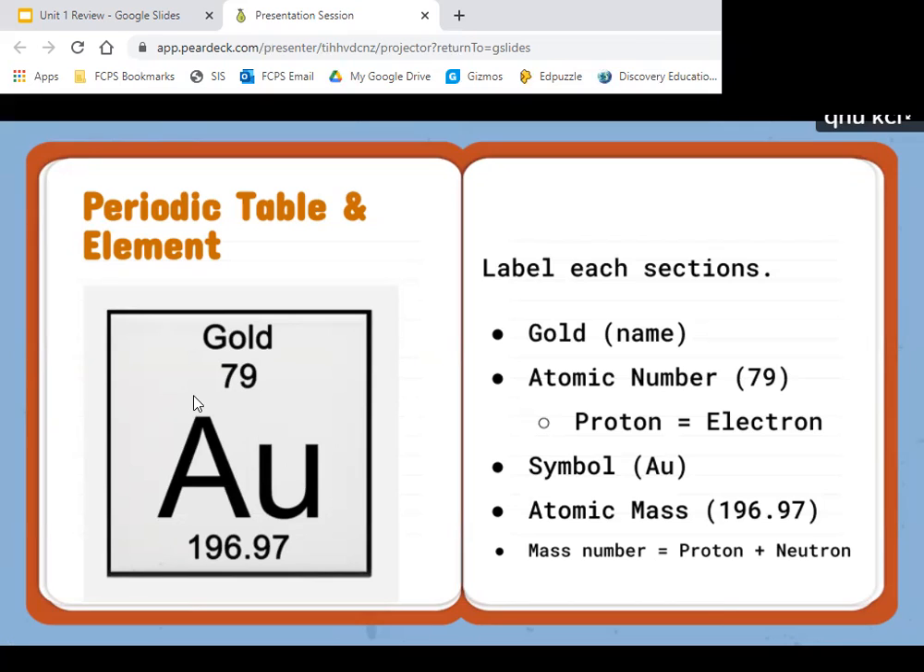And one last thing for the atomic number, the proton is equal to the number of electrons. That will probably help you guys out to remember for the test as well. It should be on the study guide as well. So that should work out. Are there any questions so far? We only have a couple more slides left after this. No?